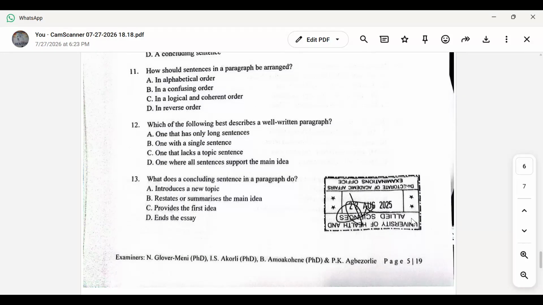Question 12. Which of the following best describes a well-written paragraph? A, one that has only long sentences. B, one with a single sentence. C, one that lacks a topic sentence. And D, one where all sentences support the main idea. They support the main idea.